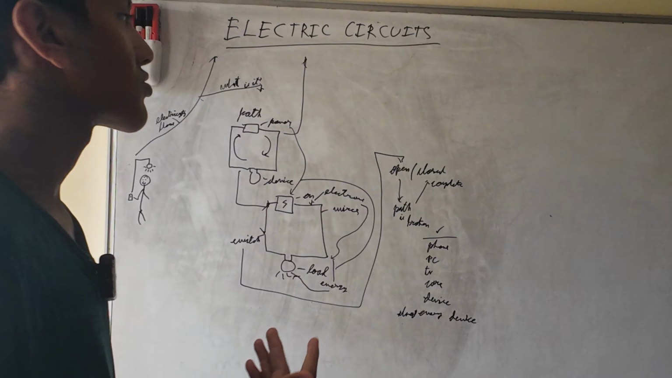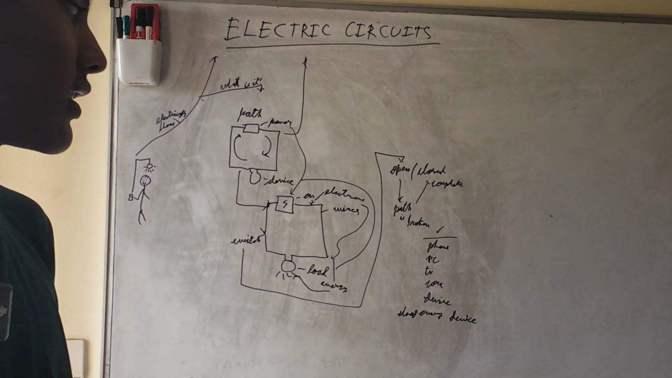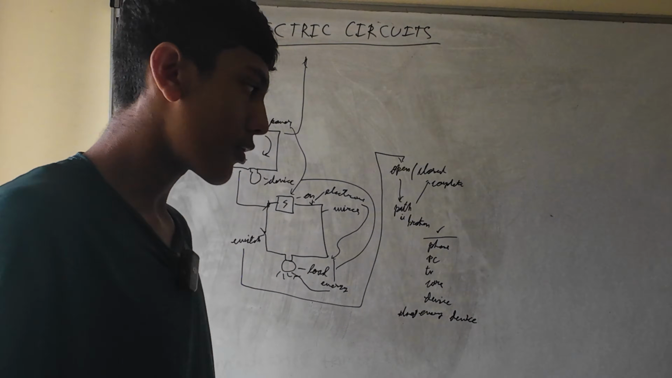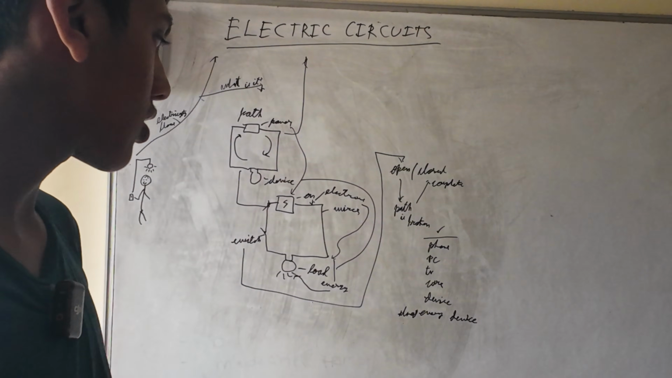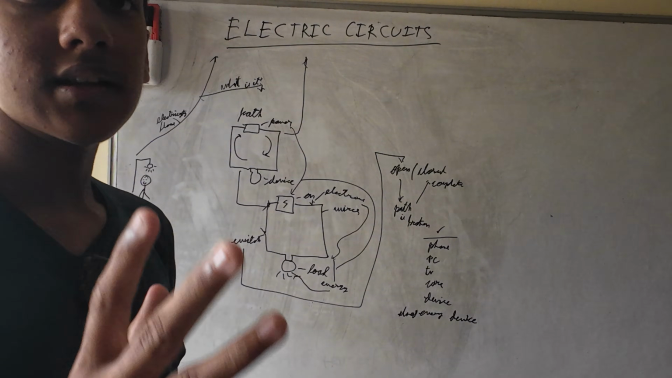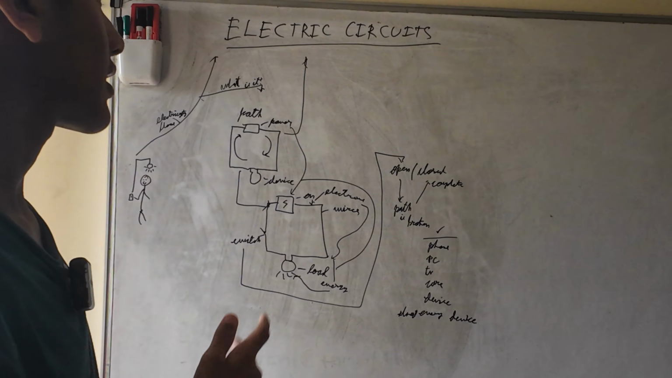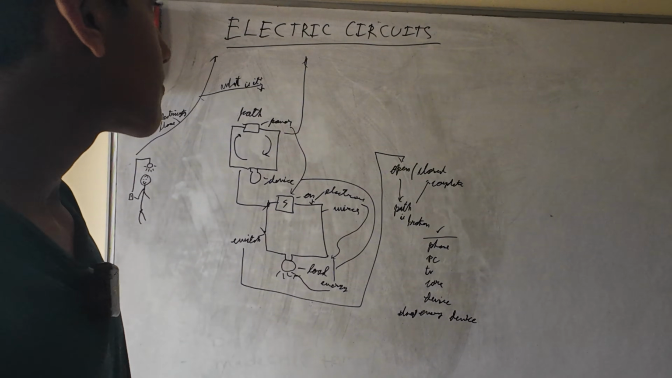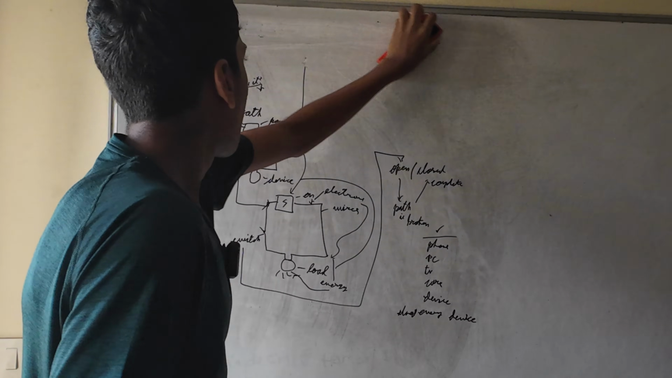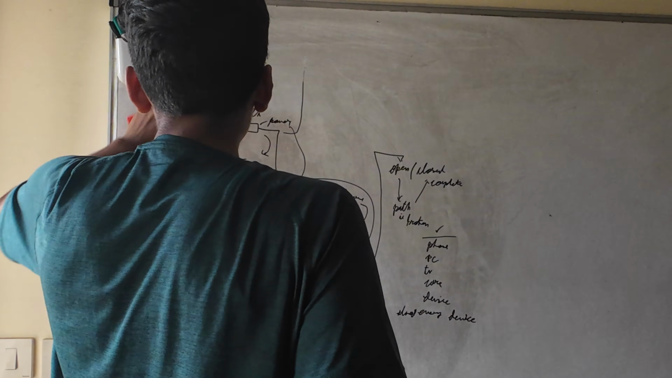Now, where are electric circuits used? Well, almost any electric device: phones, personal computers, TVs, cars, and almost every electronic device uses electric circuits. And that's more or less basically how they work. And well, that's basically it.